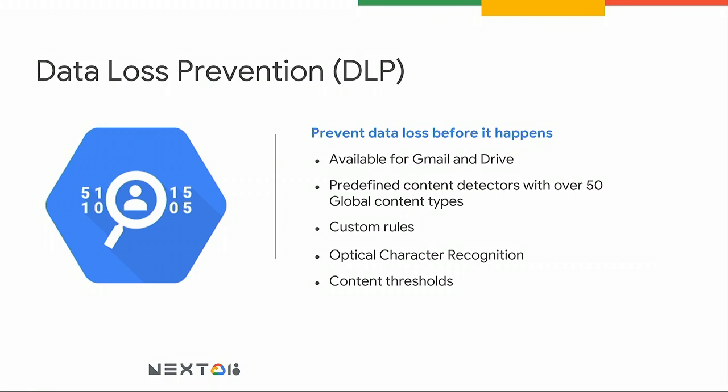The second thing I want to cover in detection is data loss prevention, and you could put this in prevention, you could put it in detection. So we can talk through each of those. But the idea with data loss prevention is to prevent data loss before it actually happens. So we're detecting it before it actually leaves your organization and stopping it. The data loss prevention is available for both Gmail and Drive.